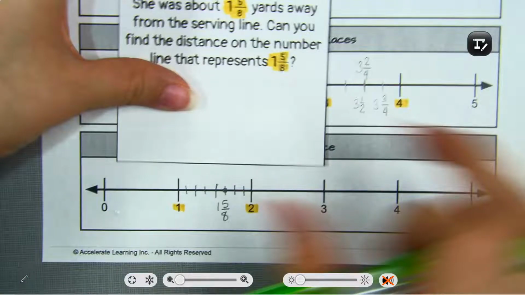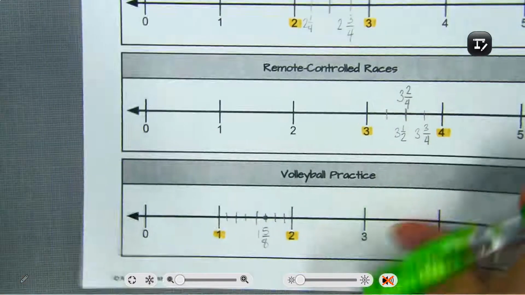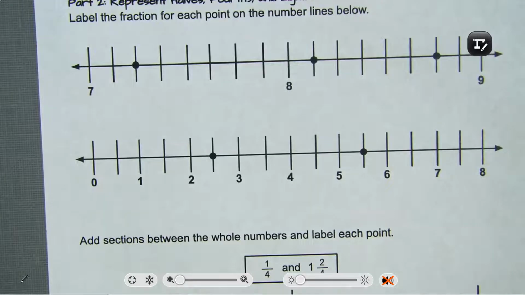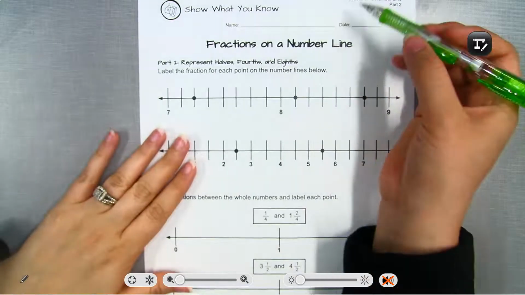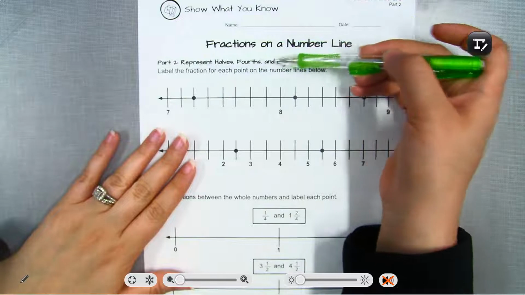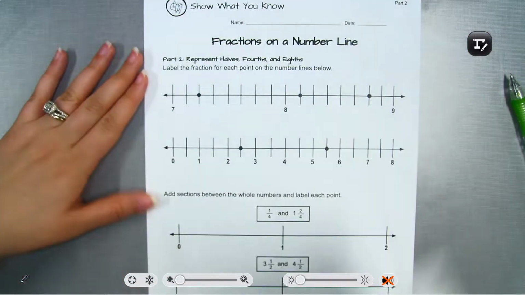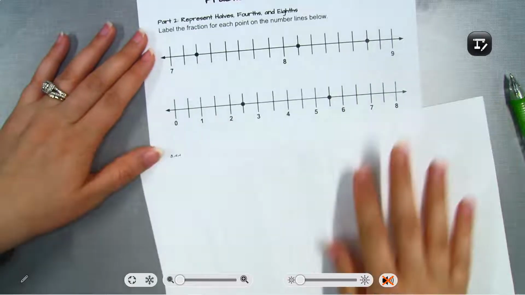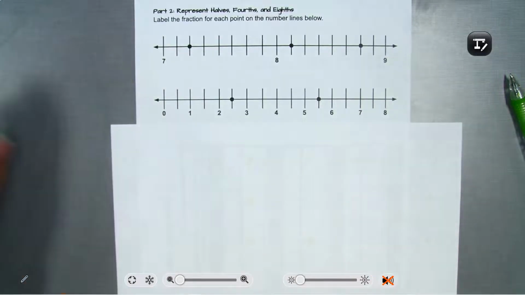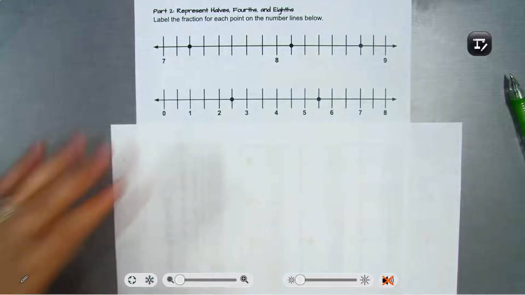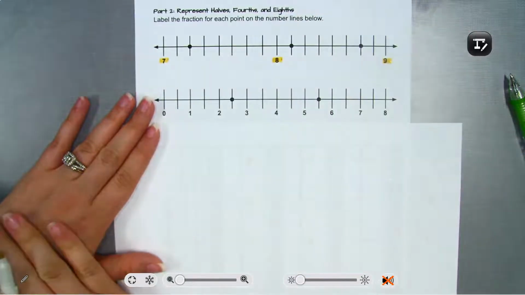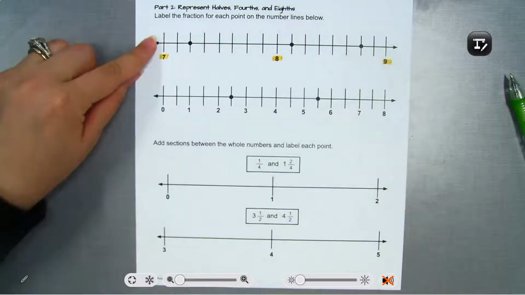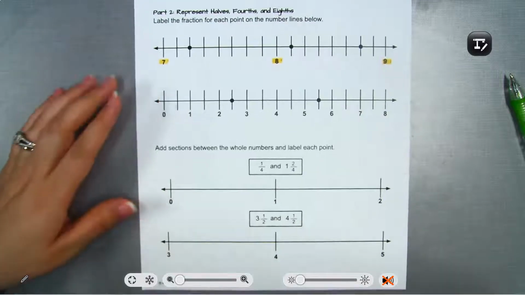Okay. So what you're going to do is, here I have my next handout that you're going to work on, and this is what you're going to turn in to me. Fractions on a number line. It says label the fractions for each point on the number line. So at the top part, you're going to label the points. Now, you need to be very careful. Right now, I want you to circle the whole numbers on this number line. Actually, we're going to do this one together and this one together, and then you'll have two on your own.